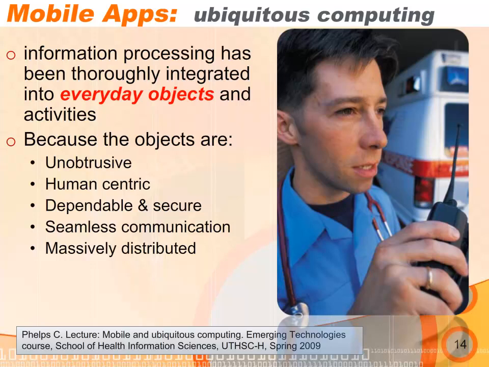They are human-centric, meaning we can easily hold them in our hands, put them in our pockets, and they don't get in our way. They're pretty dependable and secure. They're seamless as far as providing good communication and computing infrastructure. And they're also dynamic and massively distributed.